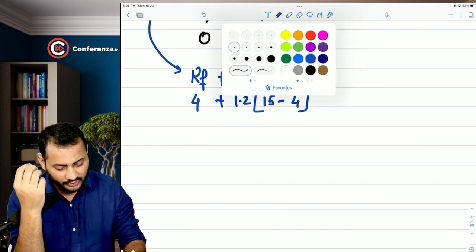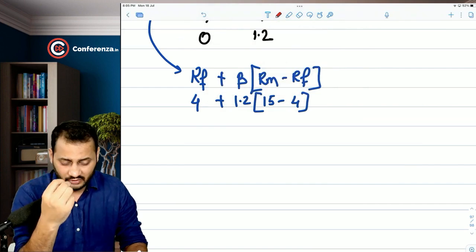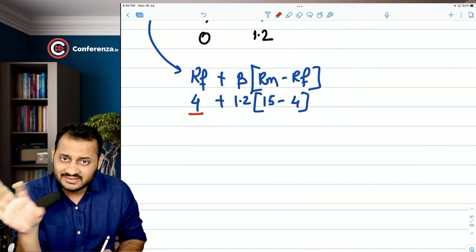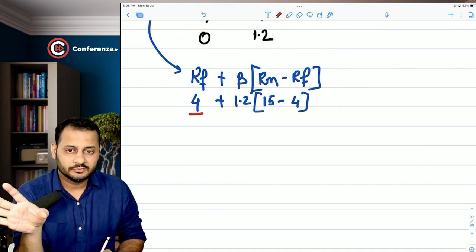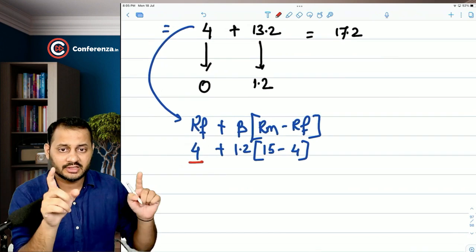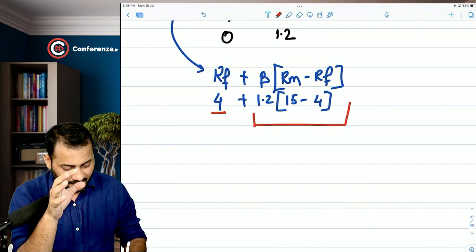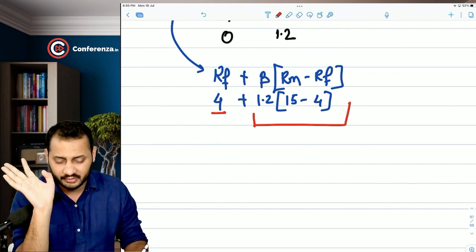Now we need to understand each and everything out of this. This 4 is the return for zero risk. Right? This is for zero risk, and the premium for the risk. For the risk that we are taking, this much only is the premium that we should receive.